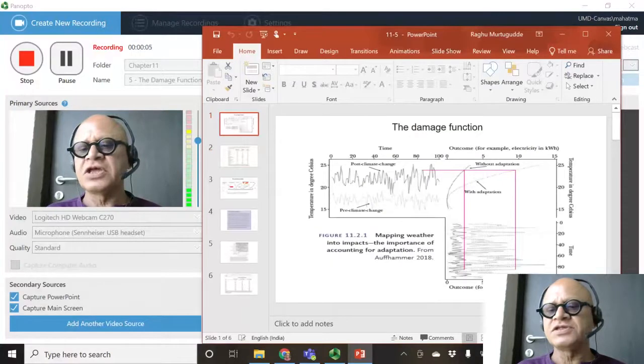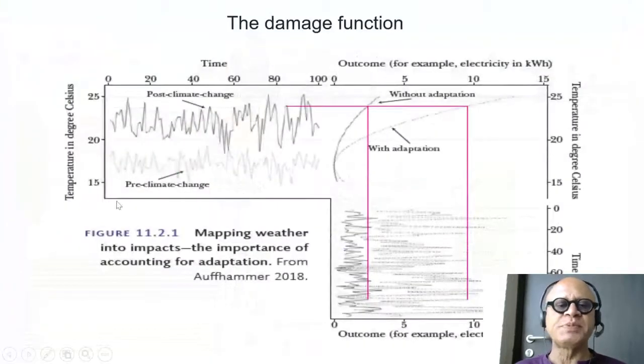So economists have this thing called the damage function, which basically translates something like a temperature increase to a cost. So the outcome, let's say in terms of electricity in kilowatt hours, and there is a damage function that does that translation, which is shown here without adaptation. You can see that with temperature increase, the damage function has a larger amplitude, and with adaptation you basically flatten the curve of the damage function as well.